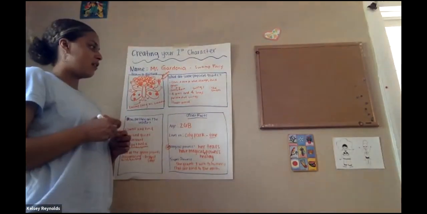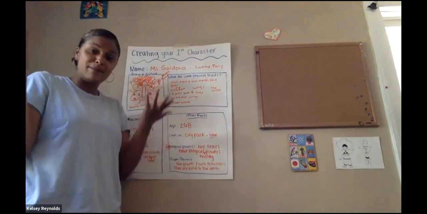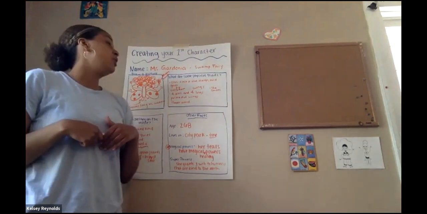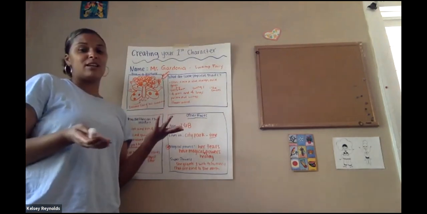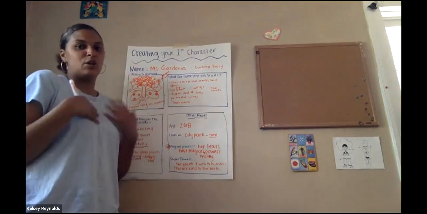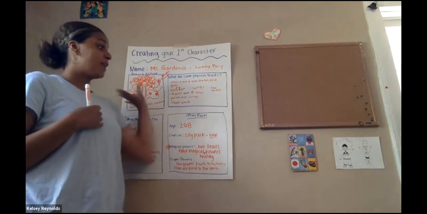So now I have my first character, and when I go to write my story, I'm going to think about these things. And maybe sometimes I might not use everything here, but it's really important to remember those things as I write, right? To know who my character is. So, Miss Gardonia, the Swamp Fairy.